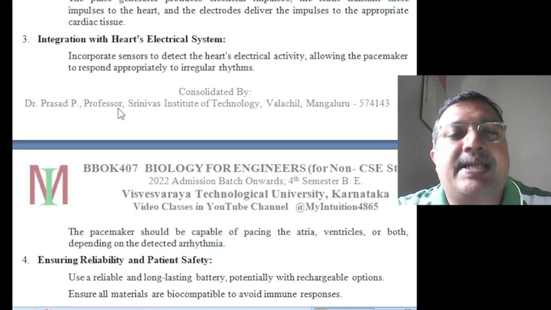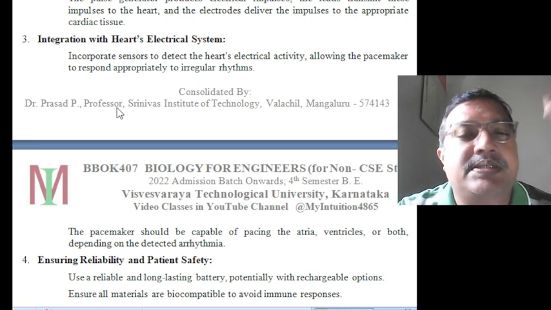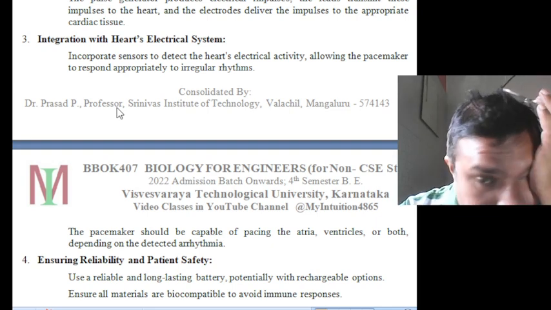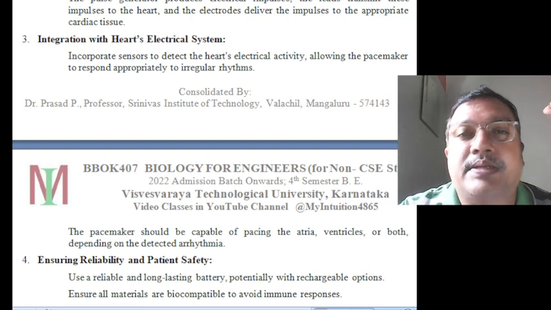Integration with the heart's electrical system incorporates sensors to detect the heart's electrical activity, allowing the pacemaker to respond appropriately to irregular rhythms. So sensors are required to connect to the heart rhythm and tell what is happening there.